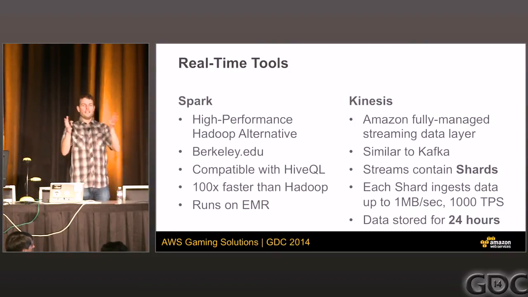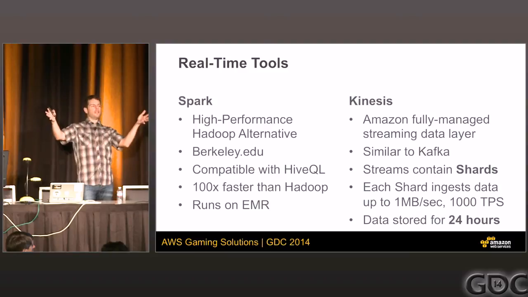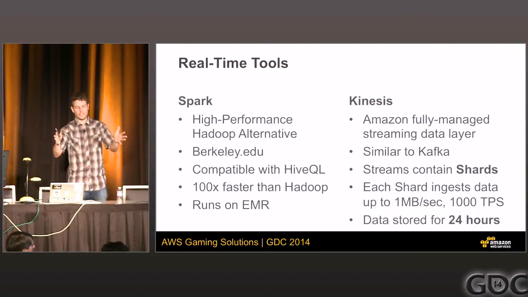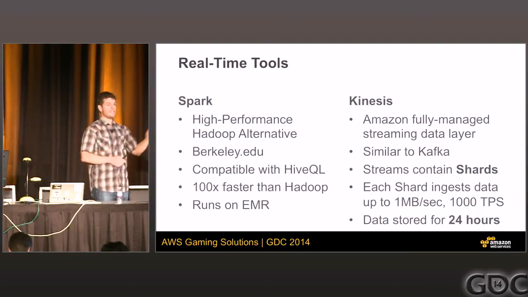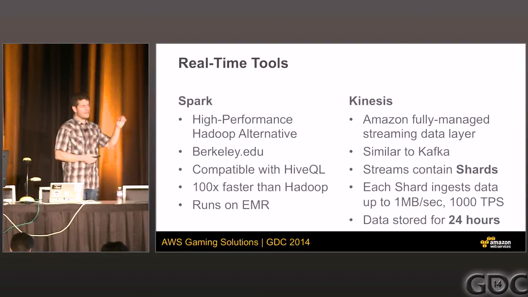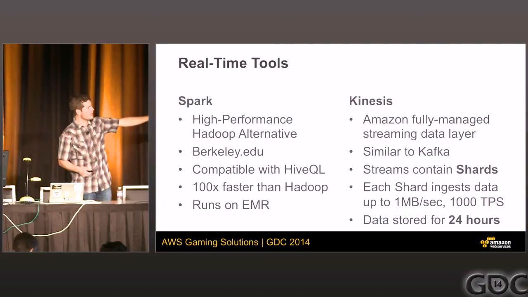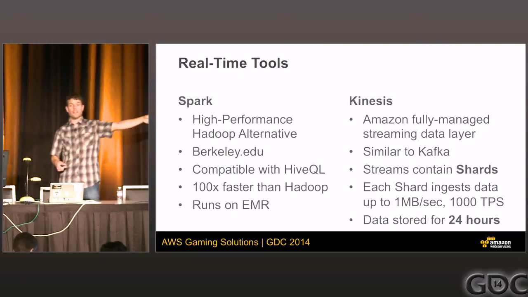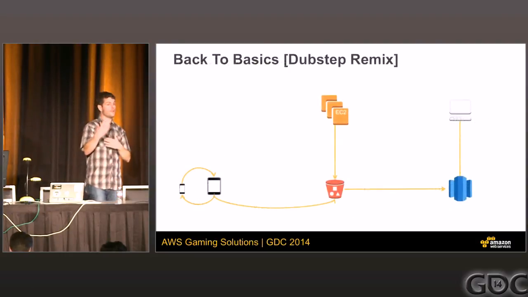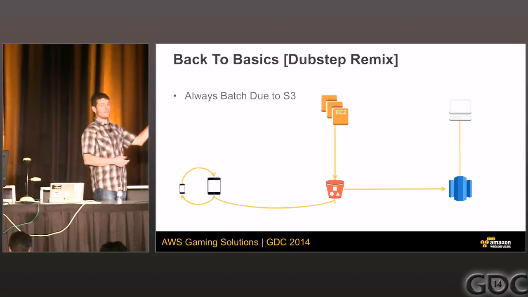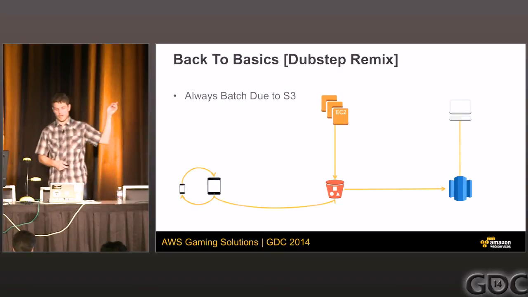When you're defining these, you define streams in Kinesis. Each of those streams has shards, and each shard can ingest a certain amount of data. The last little point I'll point out, and you can read all the specifics on our website, is that it stores your data for 24 hours, which is interesting because you can replay data. But similarly, it's not designed as a long-term store. I'll highlight a couple of things there.